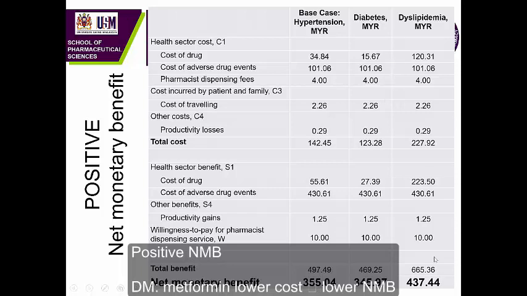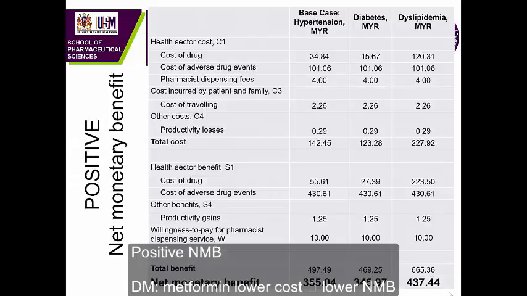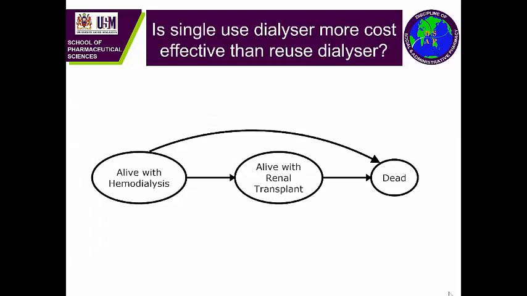And for dyslipidemia, a prescription dispensed by the pharmacist, because of the benefit that we can gain from the reduction in adverse drug events, and also the gain that we can get from productivity, we would be able to save 437 ringgit 44 cents per prescription. So we are going to learn about all these techniques, cost effectiveness analysis, cost benefit analysis, which is what we've done in this dispensing separation cost analysis, and also the modeling in the latter part of our lecture in FAR 391.